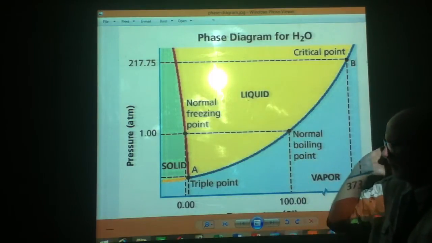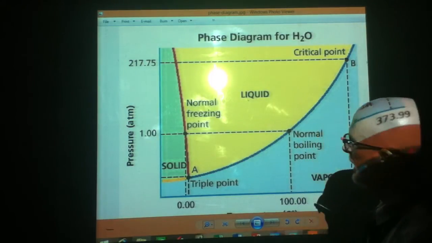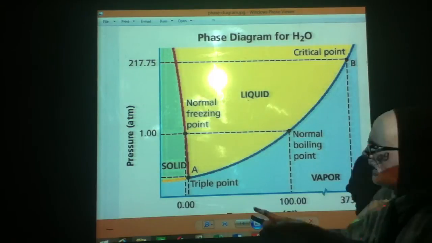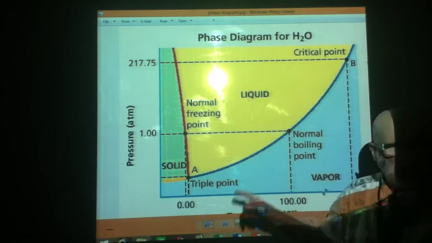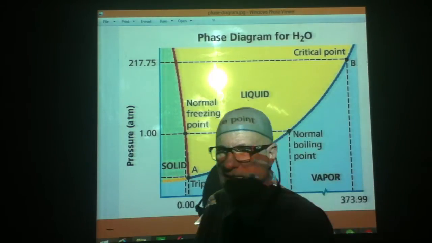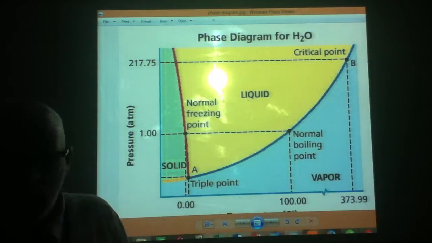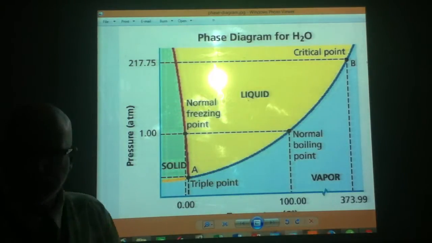Now, what does this mean? This means that these lines separate phases. This is called a phase diagram. And these lines separate the phases.